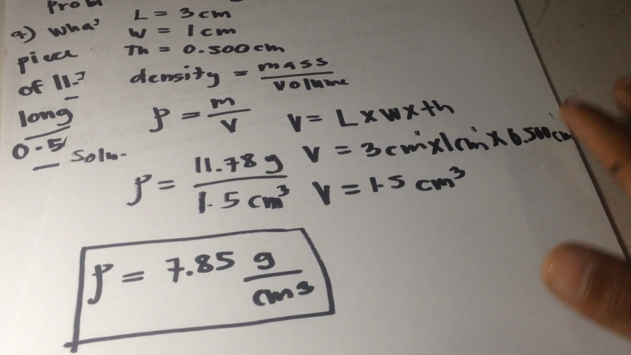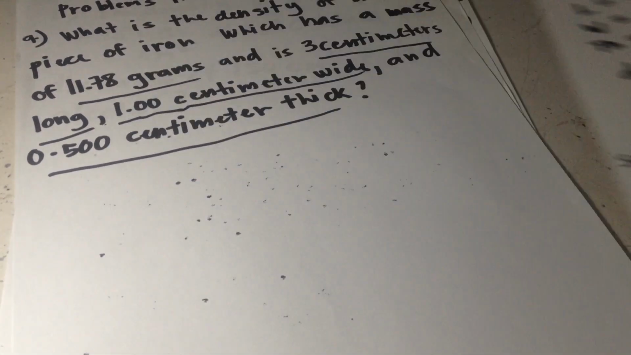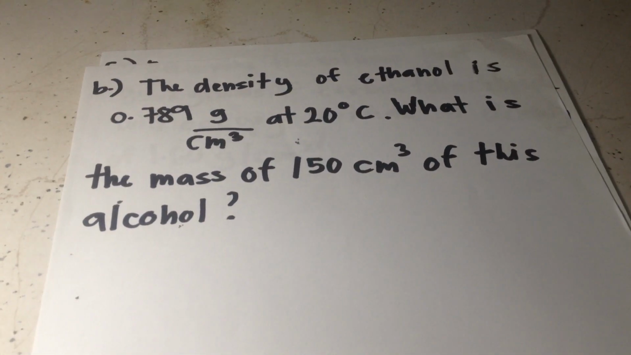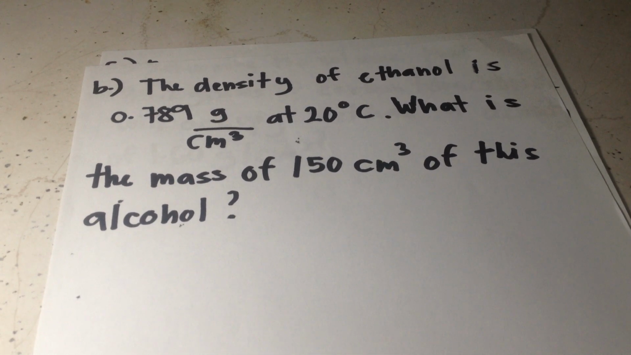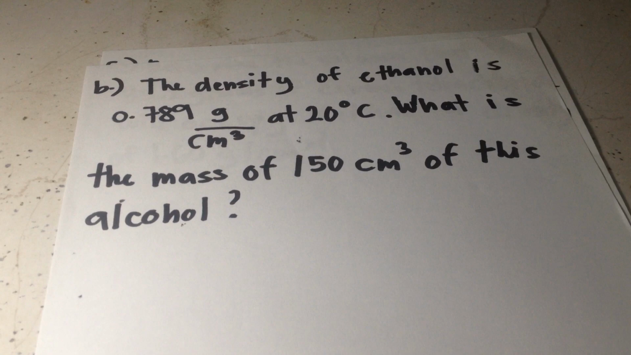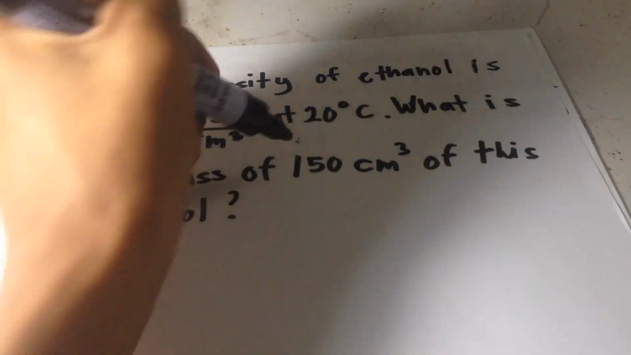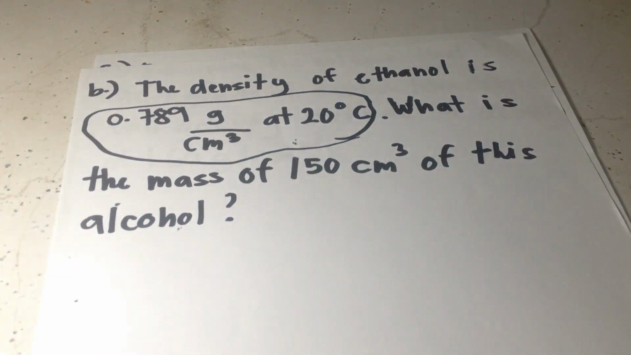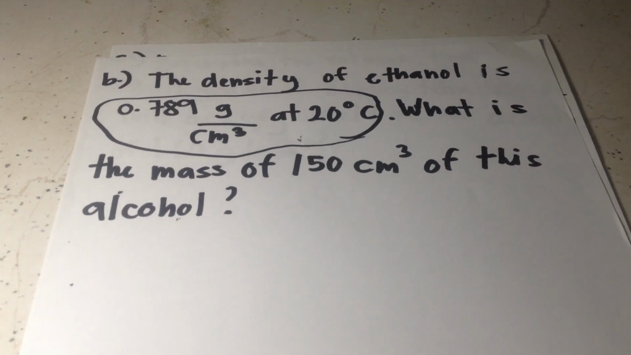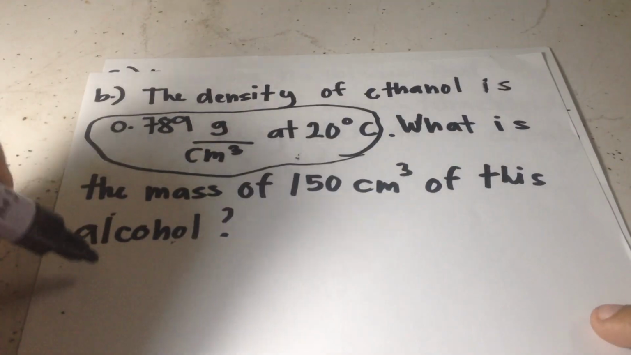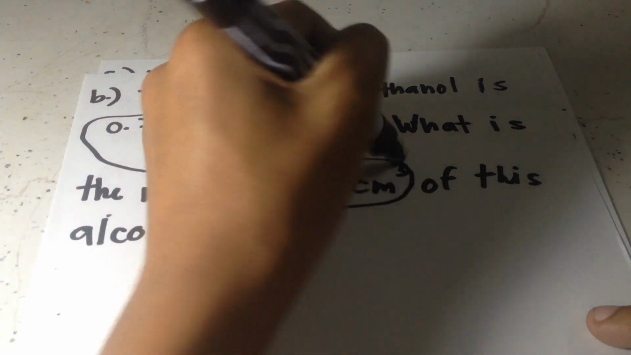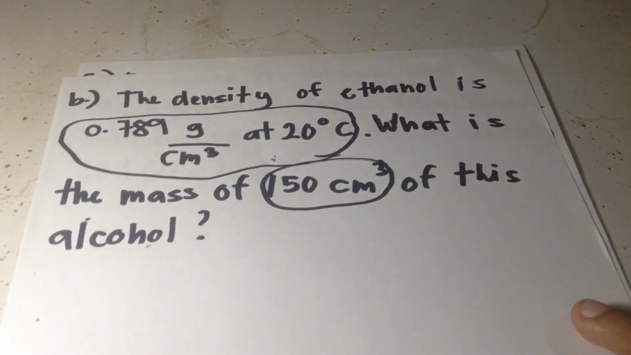Okay, how about letter B? The density of ethanol is 0.789 grams per cubic centimeter at 20 degrees Celsius. So it has a density, so we need to encircle this. This is the density. And what is the mass of 150 cubic centimeters? This is the volume of this alcohol.